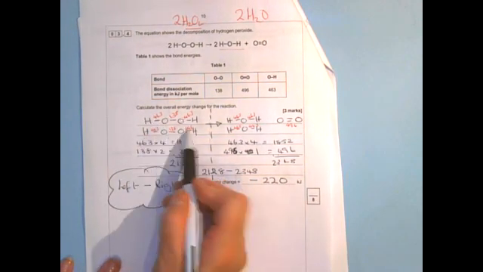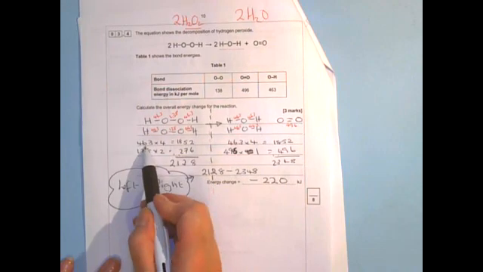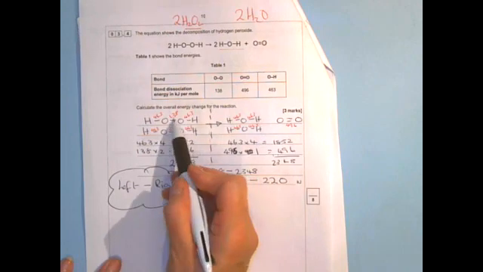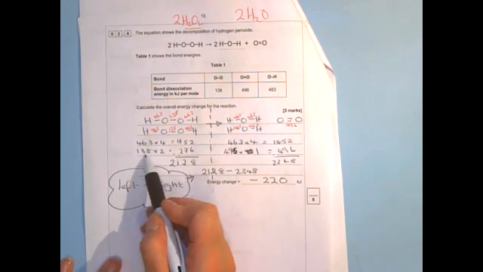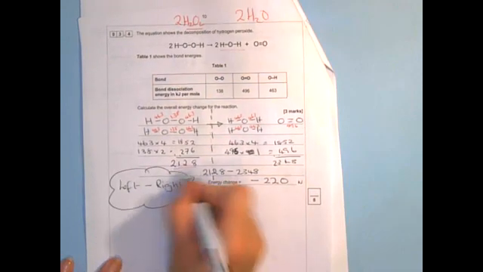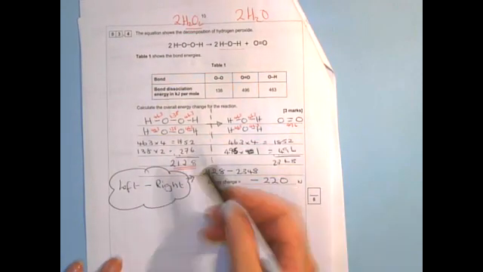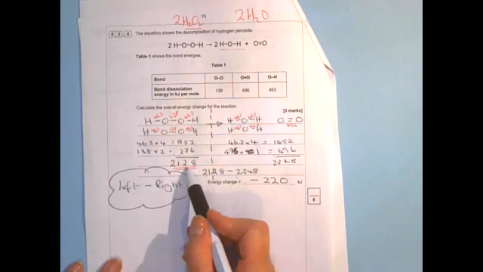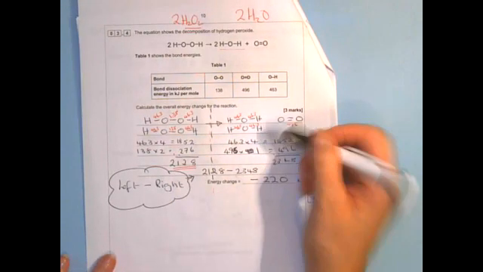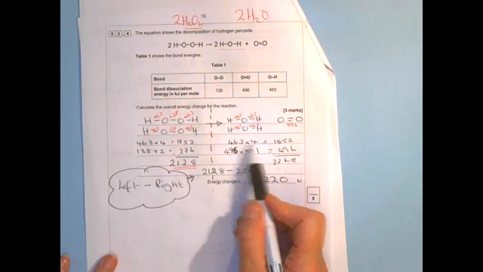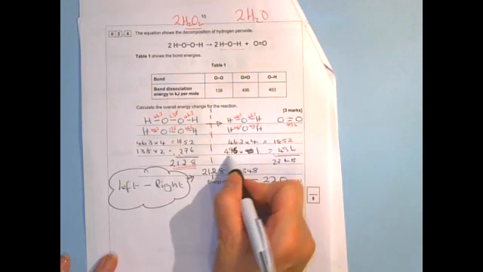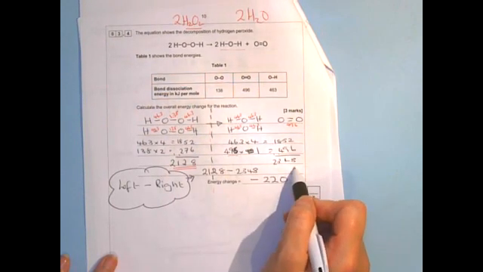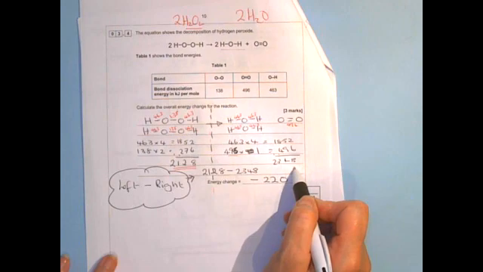So I've got 1, 2, 3, 4 HO bonds. That's 4 times 463. And I've got 2 OO bonds. So 2 lots of 138. That gives me a total bond energy on the left hand side of 2128. I've done the same on the right hand side. So I've got 4 lots of 463. And I've got 1 496 bond. That should be 496. So the total on the right hand side is 2348.